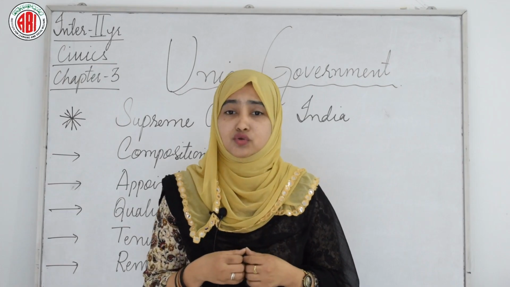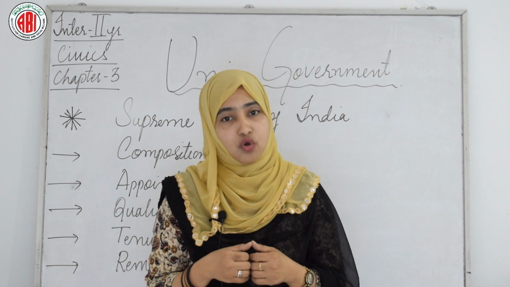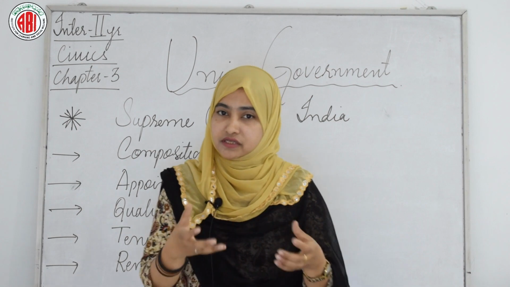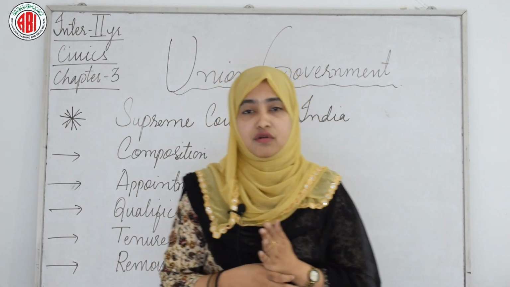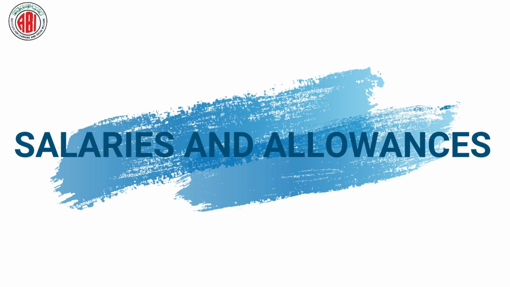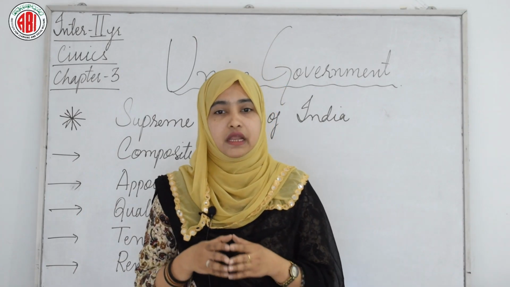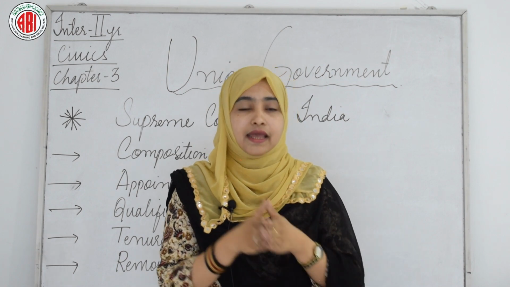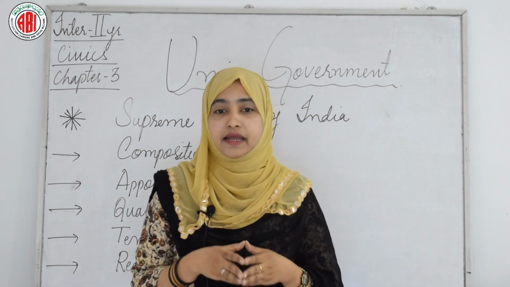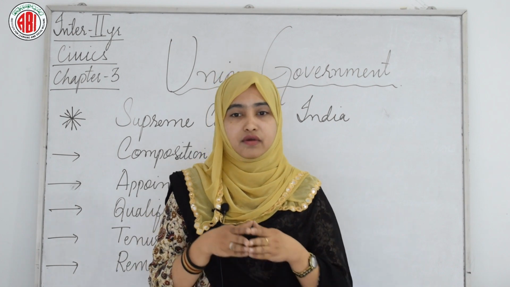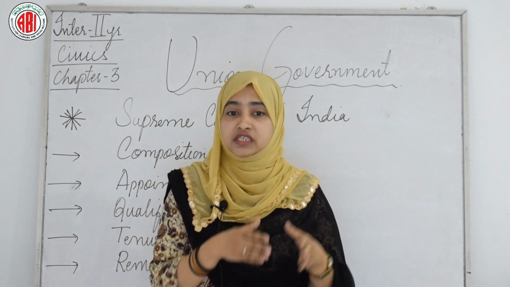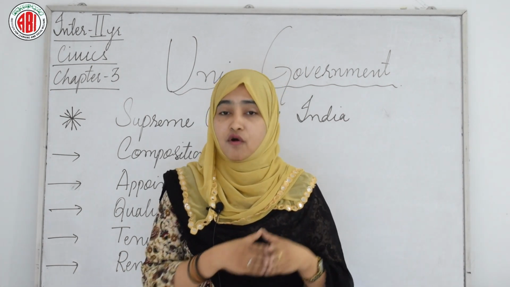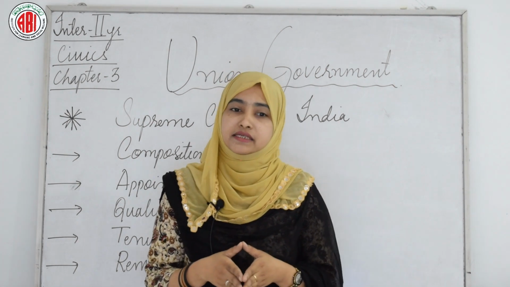Here a judge of the Supreme Court retires at the age of 65 years and he may also resign from his office. After the tenure, now we will see the salary and allowances. Here the second schedule of the Indian Constitution provides for the pay structure and allowances. According to the 2009 modification, the pay for the Chief Justice of the Supreme Court is 1 lakh rupees and for the judges of the Supreme Court is 90,000.